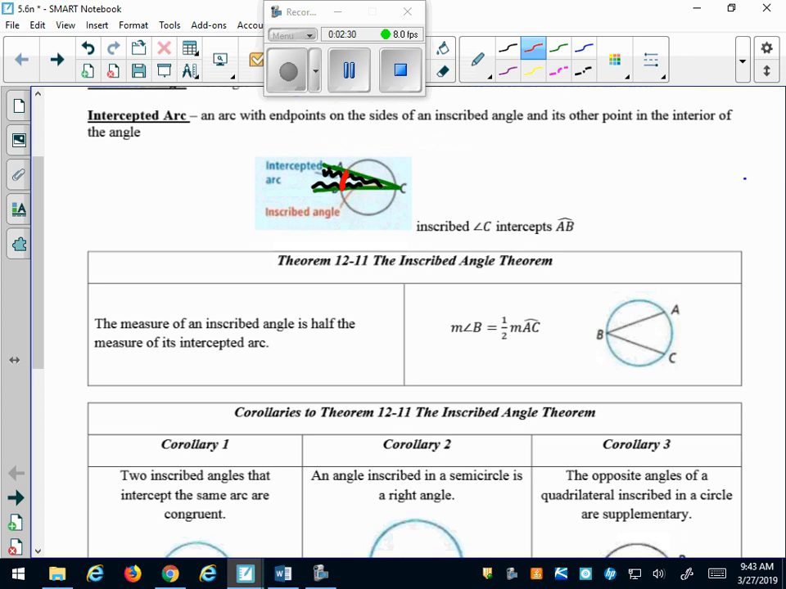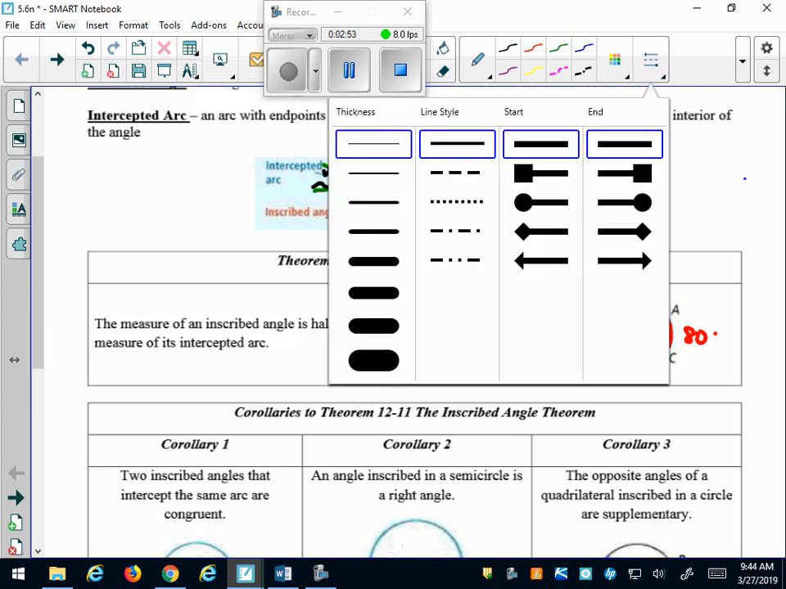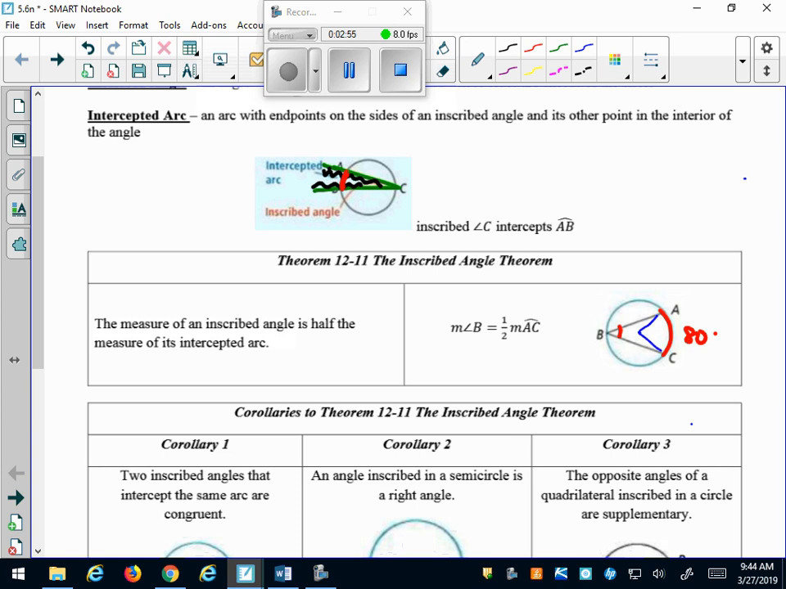Because of this theorem, the measure of the inscribed angle is half the measure of the intercepted arc. So in other words, if this is, let's say, 80 degrees, don't forget, if we drew the central angle, it matches the 80 degrees. But when we stretch this angle back to the vertex being on the circle, then this angle becomes 40 degrees, half of the arc. Okay?